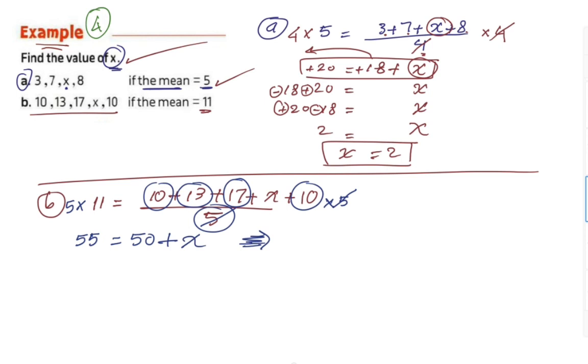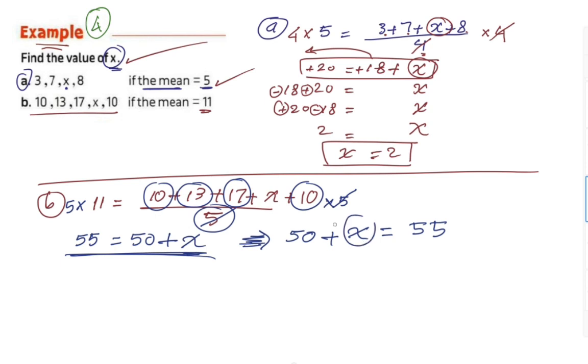To make it easier for you, I'd rather put x on the left side. How? Look here. If you do it like this, is there any difference? No difference. 55 equals 50 plus x. It's the same as 50 plus x equals 55. Okay, but this shape is easier to solve.